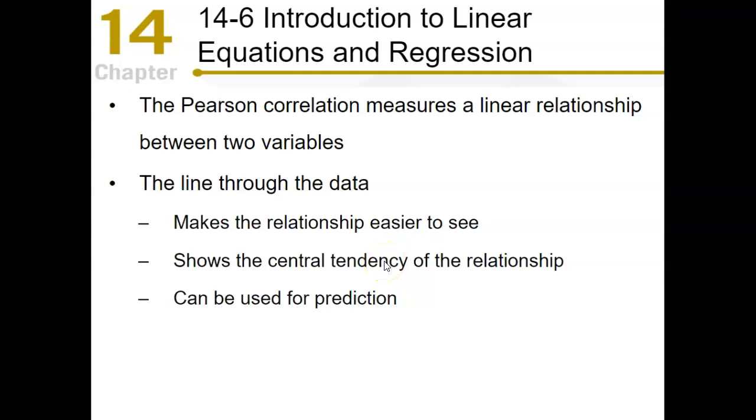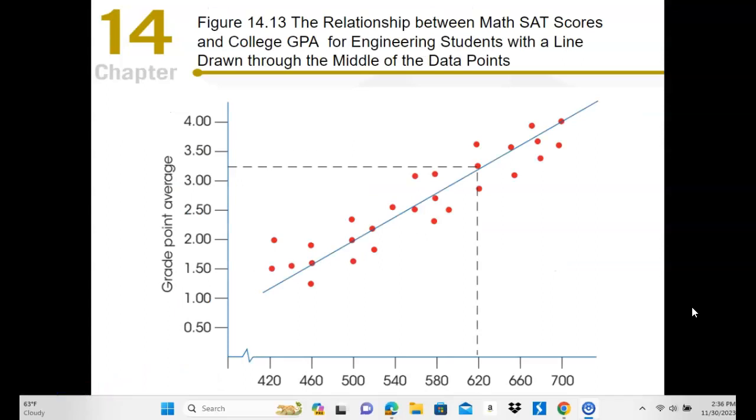In particular, that line is very useful because it makes a relationship that we're looking at easier to see. It also serves as a measure of the central tendency of the data, and it can be used for prediction. As you can see, at any given value of x, SAT scores, there is a predicted value of y. So the line is making a prediction of what value would be found at that particular x value.